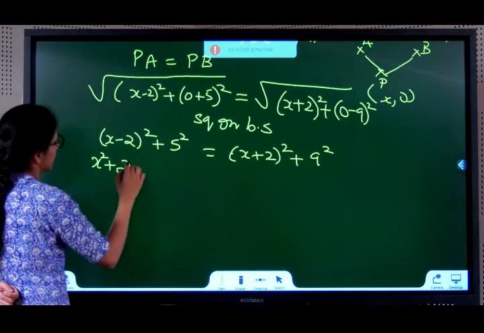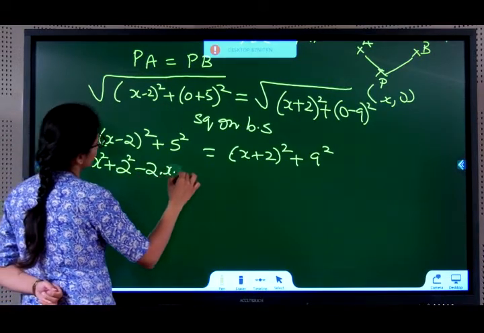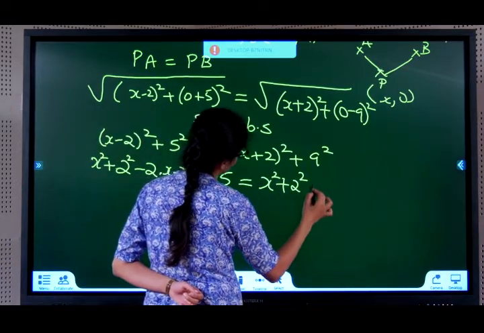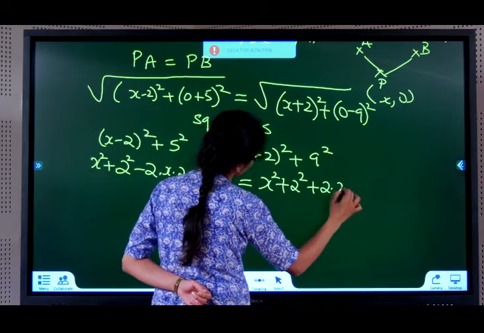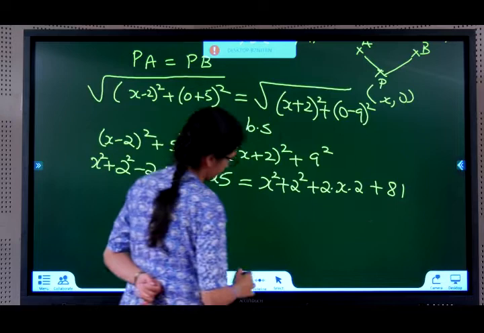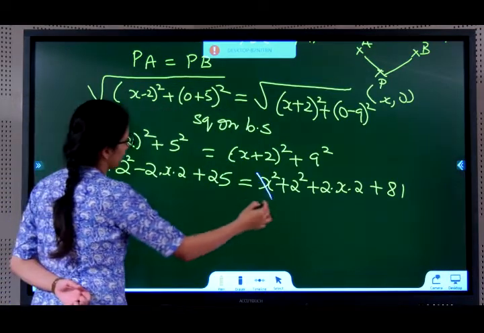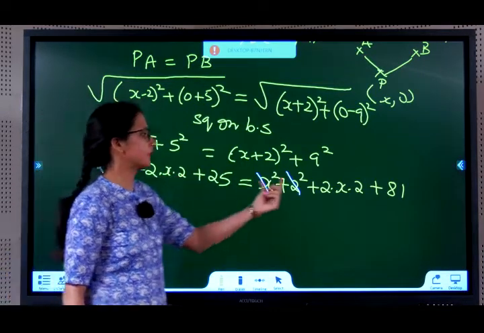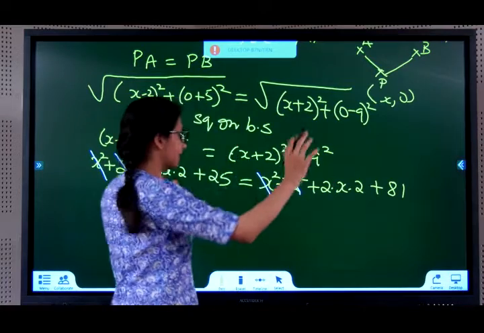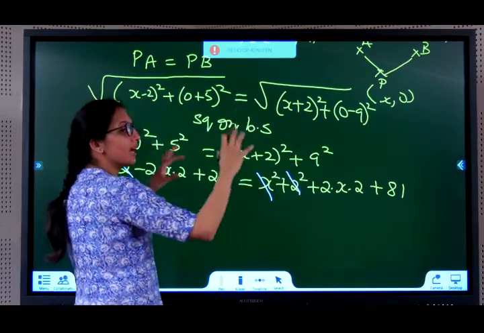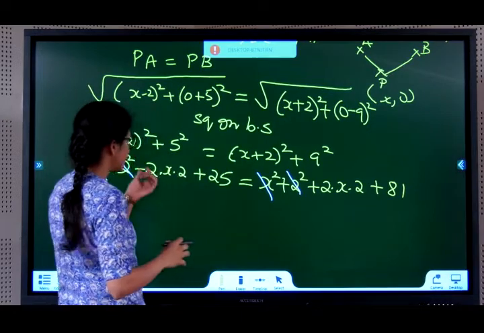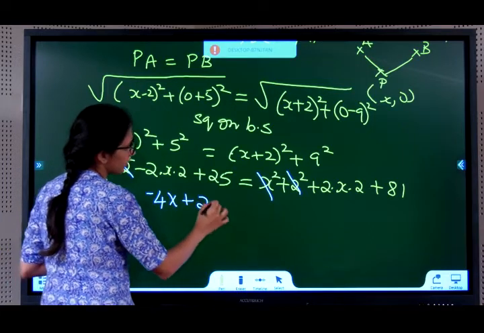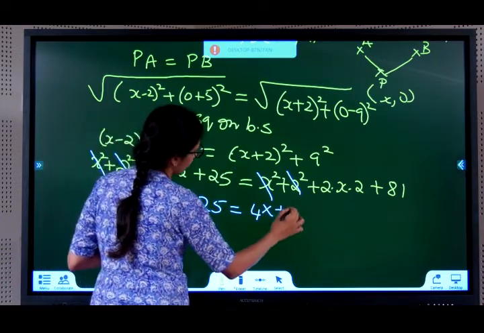Okay, let's write the steps. x square plus 2 square, which is nothing but 4, minus 2 into x into 2 plus 25 is equal to x square plus 2 square plus 2 into x into 2 plus 81. So you can cancel x square and x square here, you can cancel 2 square and 2 square here. Can I cancel minus 2 into x into 2 and plus 2 into x into 2? No. When you want to cancel terms on LHS and RHS, they both have to have the same sign. This is minus and this is plus, cannot cancel. So you have minus 4x plus 25 is equal to 4x plus 81.